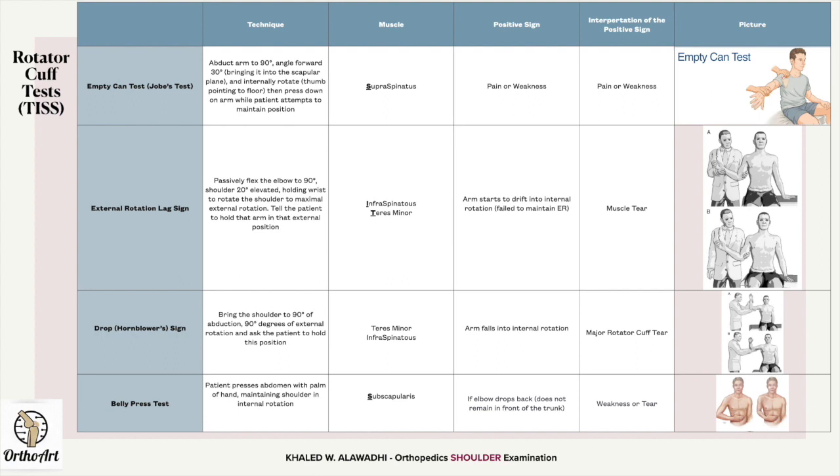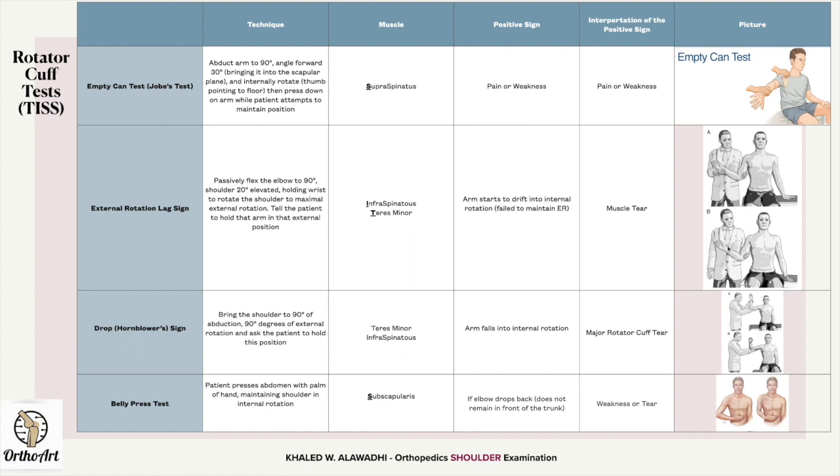External rotation lag sign, which means passively flex the elbow at 90 degrees, shoulder elevated at 20 degrees, and hold the wrist to rotate the shoulder to maximal external rotation. Then tell the patient to hold that arm in external rotation. So this is how you do it. Basically, you flex the elbow at 90 degrees, elevate it a little bit at 20 degrees, holding the wrist to rotate the shoulder to maximum external rotation, then hold that arm in external rotation, as shown here.